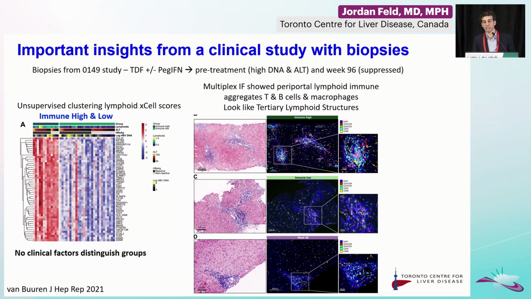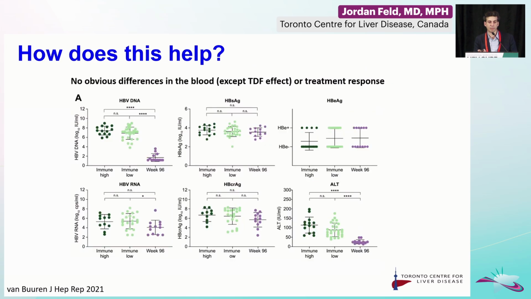They had high DNA and ALT, and at week 96, they were all suppressed. And what you can see is that when they did unsupervised clustering of primarily the lymphoid population, they identified this group you can see in red, this so-called immune high population, and this immune low, the ones in mostly blue. And if you do multiplex immunofluorescence on these liver biopsies, so again, this is not an FNA, this is a full biopsy, what you see are aggregates of T and B cells with macrophages. They almost look like tertiary lymphoid structures where all of these inflammatory cells are coming together around the infected hepatocytes.